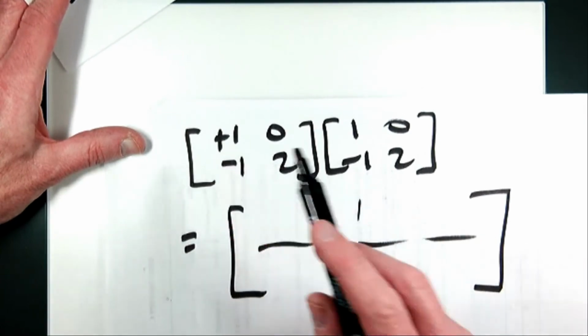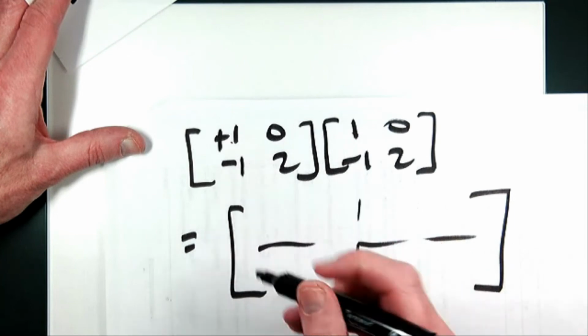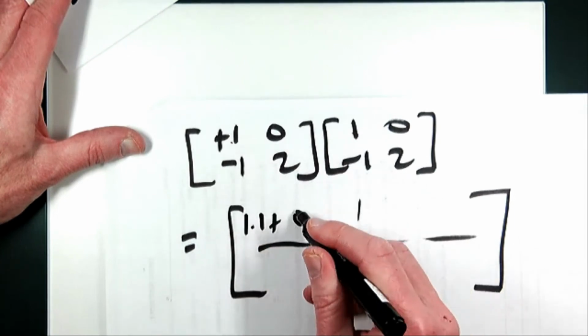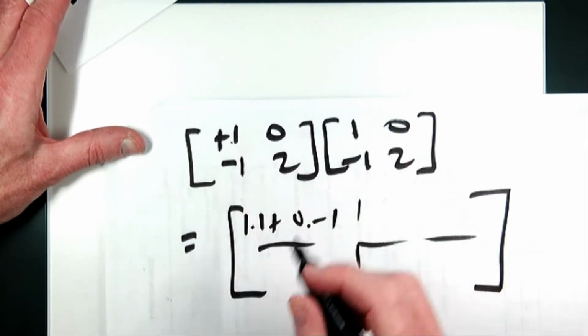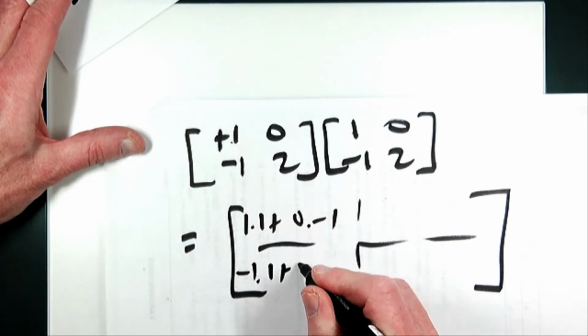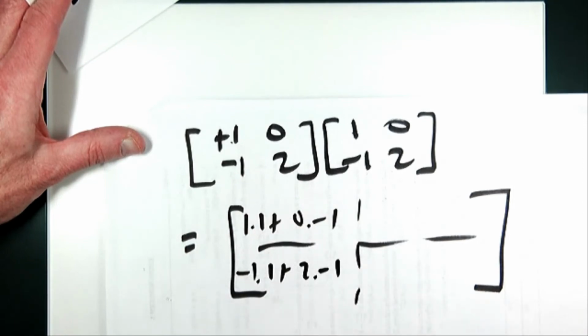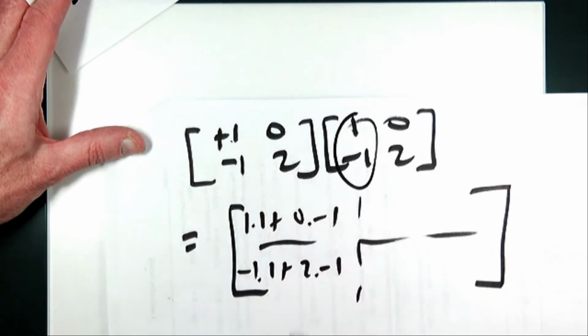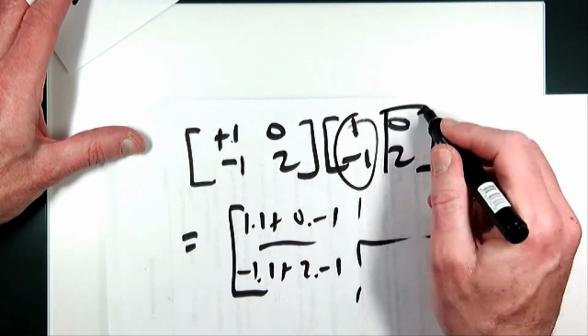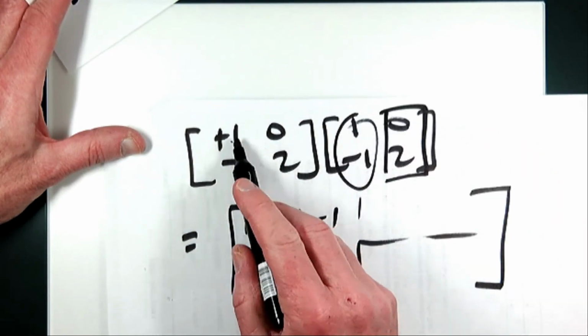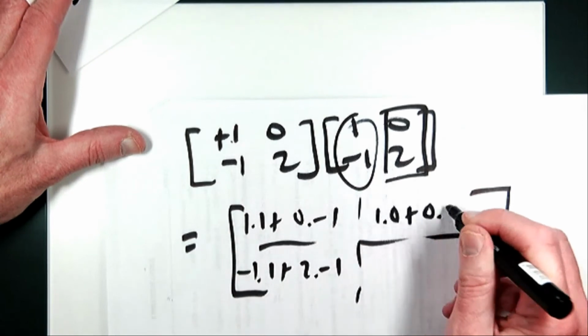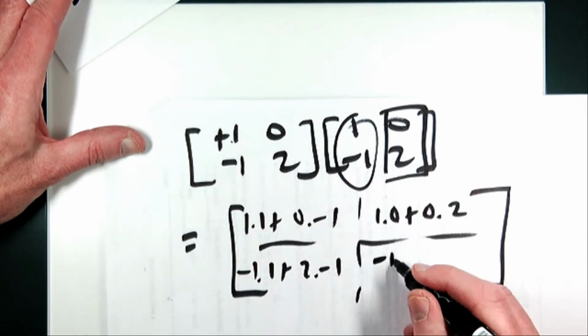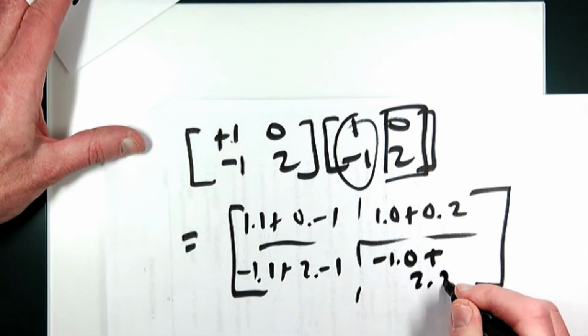So again, rows by columns. 1 by 1 plus 0 by minus 1, and minus 1 by 1 plus 2 by minus 1. That gives me the first column, by focusing on the first column of the second matrix. To get the next column, I focus on the second one. So it's 1 by 0 plus 0 by 2, and minus 1 by 0 plus 2 by 2.